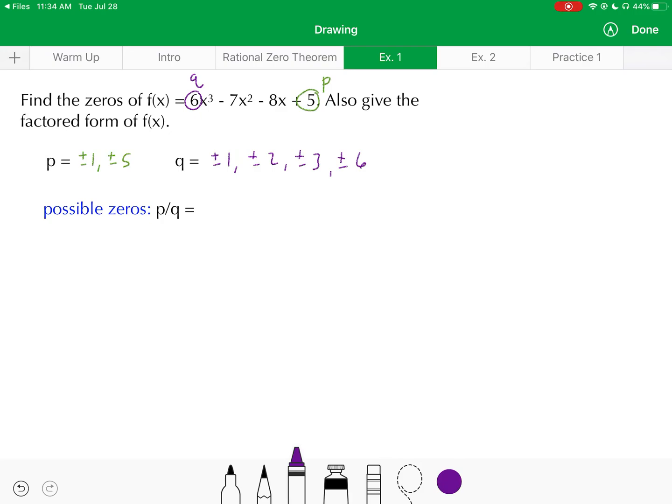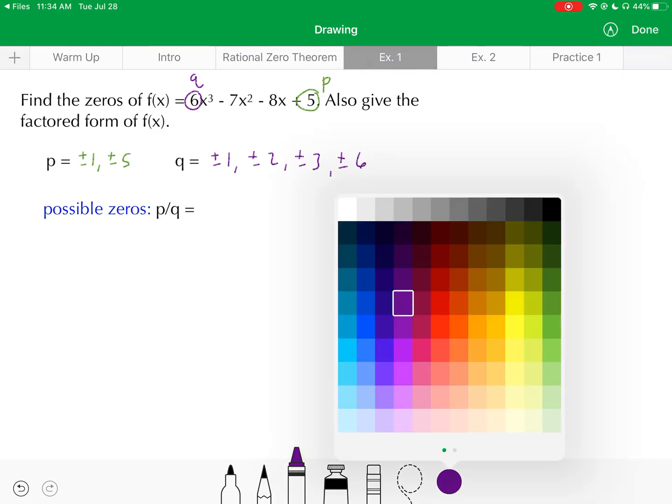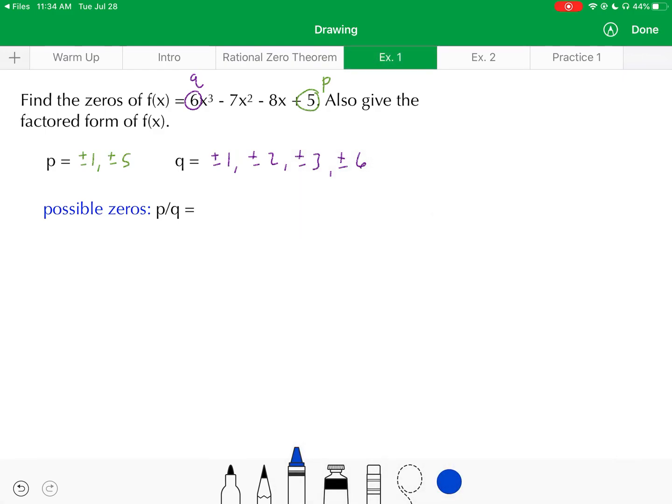Now I take my p values and place each of them over each of the q values to make my list of possible zeros. A p-value of plus or minus 1 over a q-value of plus or minus 1 gives you plus or minus 1. A p-value of 1 over 2 gives you 1 half. A p-value of 1 over 3 gives you 1/3. Again, notice I'm putting plus or minus on each of these. A p-value of 1 over 6 gives you plus or minus 1/6.